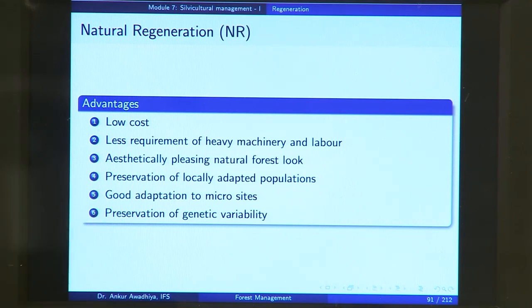So, there is also a good adaptation to microsites, and there is also a preservation of genetic variability. Why a preservation of genetic variability? Because in the case of artificial regeneration, you are collecting seeds from a few trees, so it is not possible to collect from a very large number of trees. Those trees that you collected the seeds from, their genetic constitution is maintained in the next generation, whereas the other genetic variability that was there in the site gets lost. Whereas in the case of natural regeneration, because you do not have to do anything, you just have to leave a few trees. So typically a larger number of trees are left, and so the genetic variability that is present in the site is preserved.